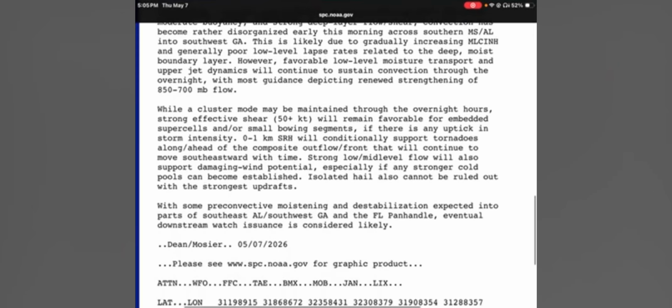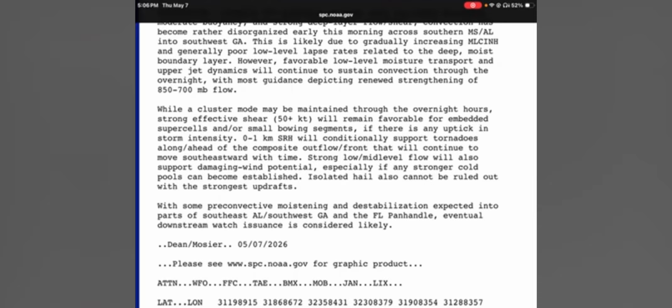While a cluster mode may be maintained through the overnight hours, strong effective shear, on the order of 50 plus knots, will remain favorable for embedded supercells and/or small bowing segments if there is any uptick in storm intensity. 0 to 1 kilometer storm relative velocity will conditionally support tornadoes along and ahead of the composite outflow that will continue to move southeastward with time. Strong low to mid-level flow will also support damaging wind potential, especially if any stronger cold pools can become established. Isolated hail also cannot be ruled out with the strongest updrafts.